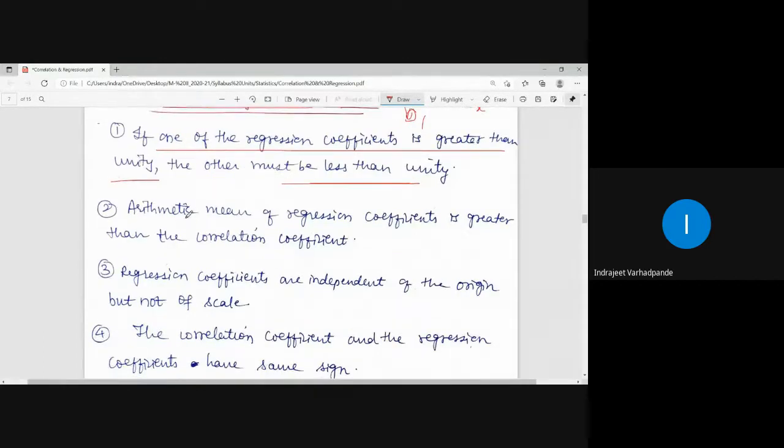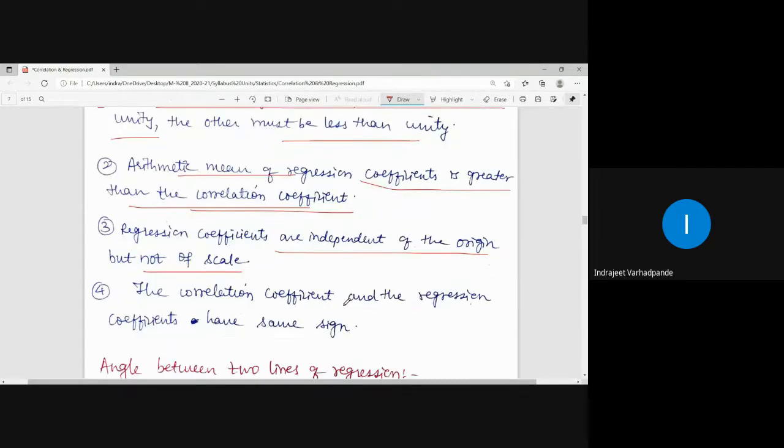The arithmetic mean of the regression coefficients is greater than the correlation coefficient. This first point is usually kept in mind to decide which regression coefficient belongs to the line y on x and which to the line x on y. The regression coefficients are independent of origin but not of scale. Here they are mentioning that regression coefficients are independent of origin but not of scale. The correlation coefficient is independent of origin as well as scale. Regression coefficients are not the same.